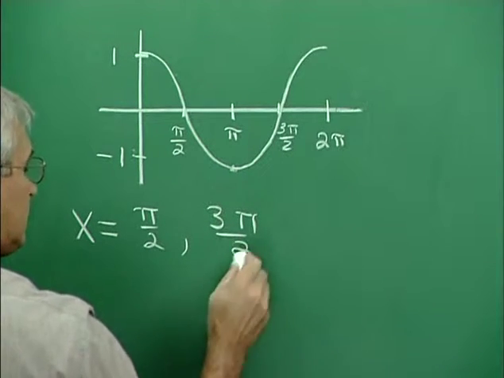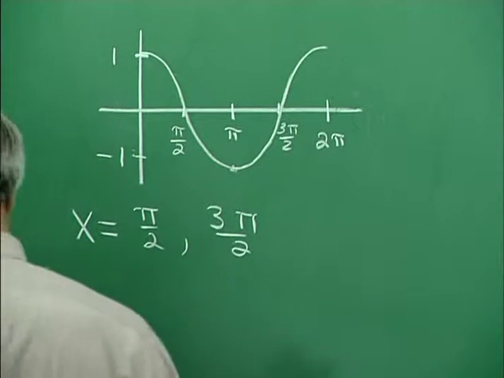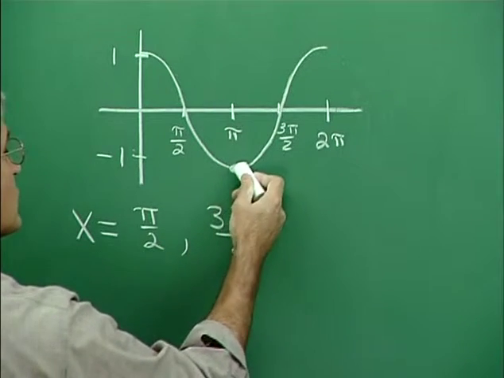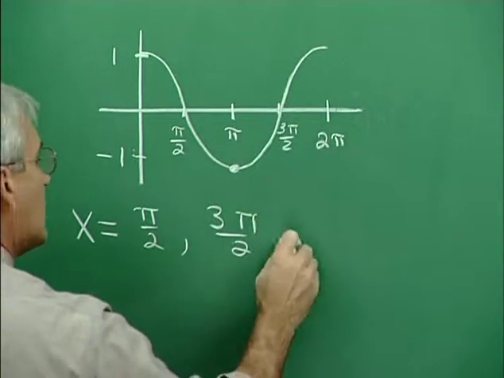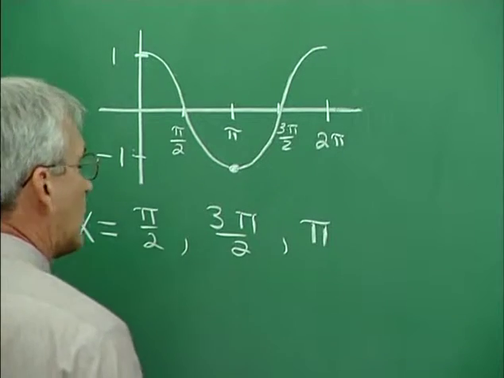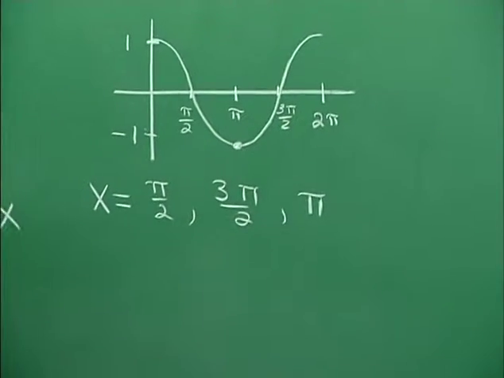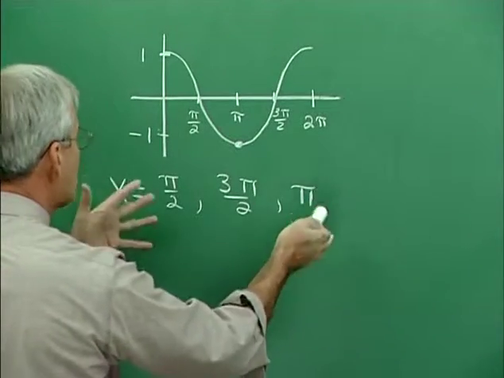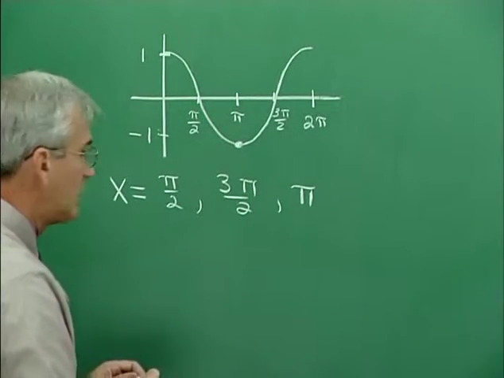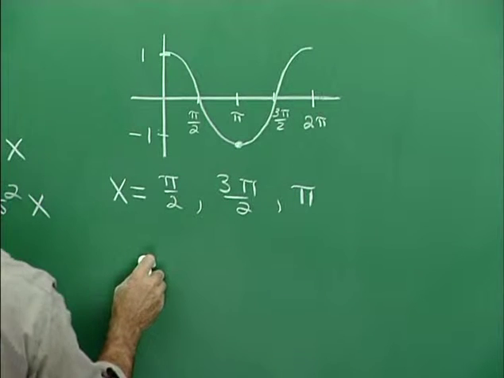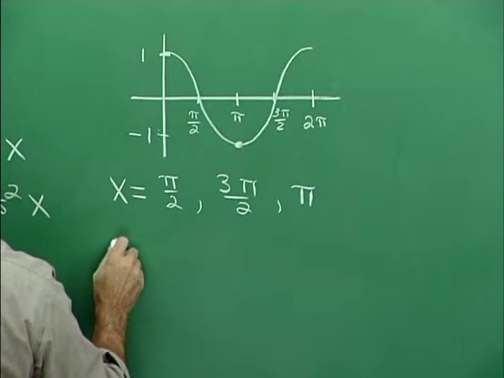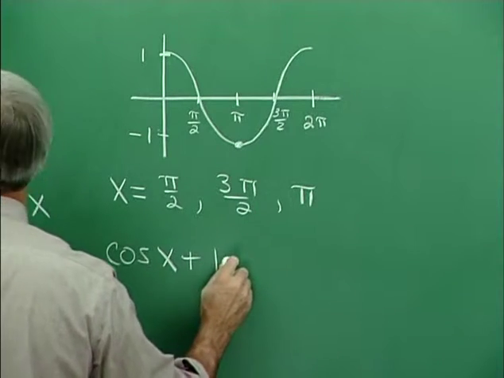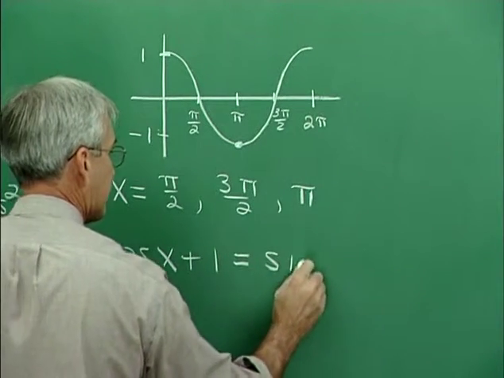Now let's see, the other equation said cosine x is -1, and that occurs right here, and the x associated with that is at pi. So pi is another solution, or perhaps I should say possibly another solution. Now we need to check these. That means we need to put them into the original equation. I'll rewrite the original equation right here just for handy reference. It is cosine x plus 1 equals sine x.